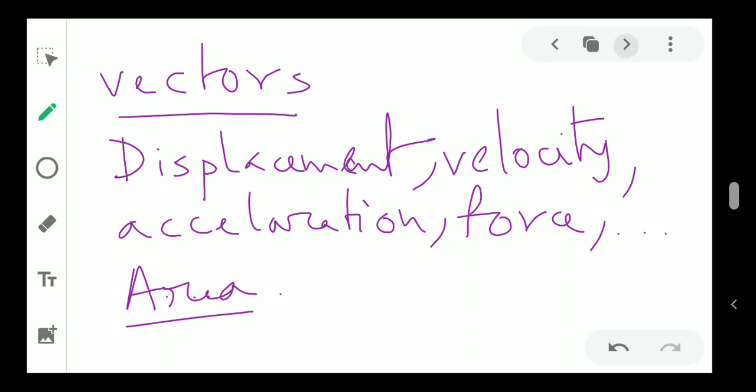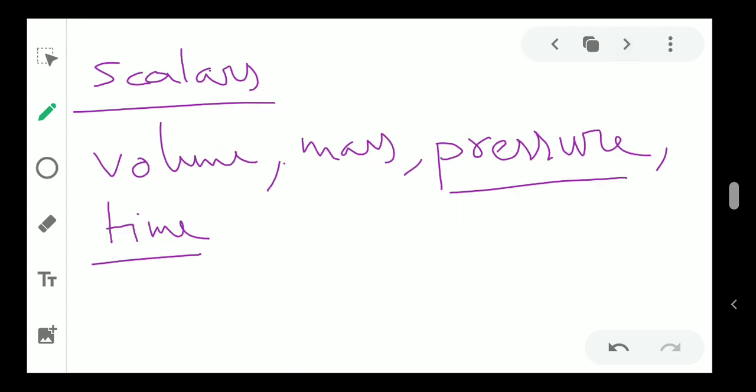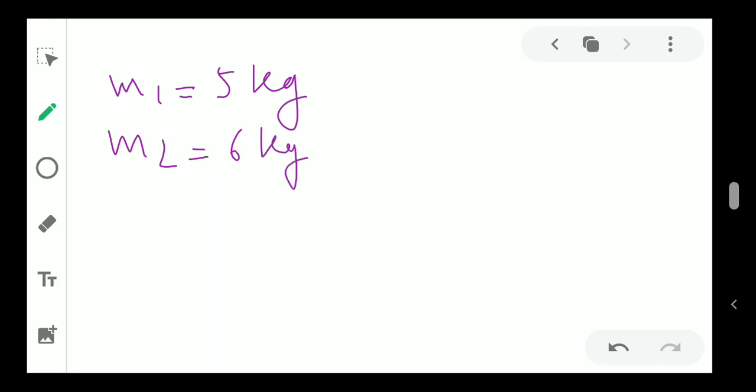But now you can ask, what is so special about it? If something has direction and something does not, what is special about it? The special thing is, take a scalar quantity, let's say the mass of some object. Say I have two objects, the mass of one object is 5 kg, the mass of another object is 6 kg. So their total mass, I can always say that the total mass is 5 plus 6, 11 kg.